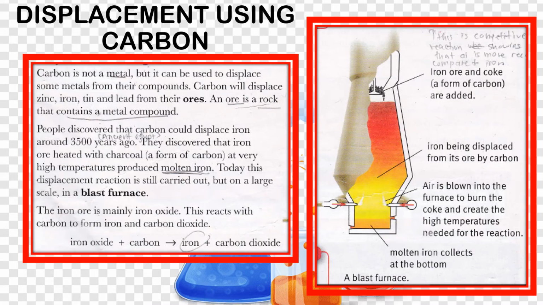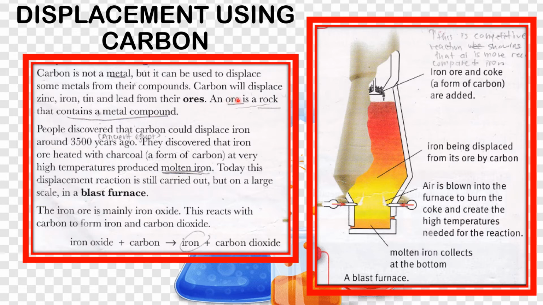So let's look at displacement using carbon. Carbon is not a metal, but it can be used to displace some metals from their compounds. Carbon will displace zinc, iron, tin, and lead from their ores. Why can carbon displace these? Because you still remember the reactivity series mnemonic. Please stop calling me a careless zebra. Instead, try and learn how to score per safe goal. So carbon is more reactive. If you see that reactivity series, you can see that carbon is more reactive than zinc, iron, tin, and lead. So that's why it can displace these.